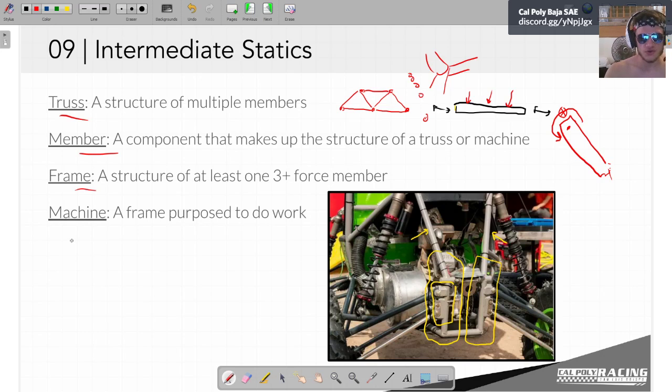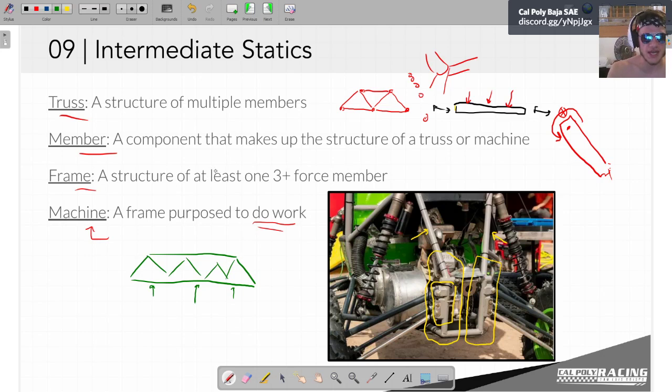And you could also consider the whole Baja car. If we put the chassis in the context of the whole car, it would be a machine because the whole purpose of it is to do work. To do work means we're moving something. If you think about a regular old bridge that cars drive over, sure, it does work in that it resists forces from cars, but really its whole purpose is to stay there and not move. We want it to be pretty static.